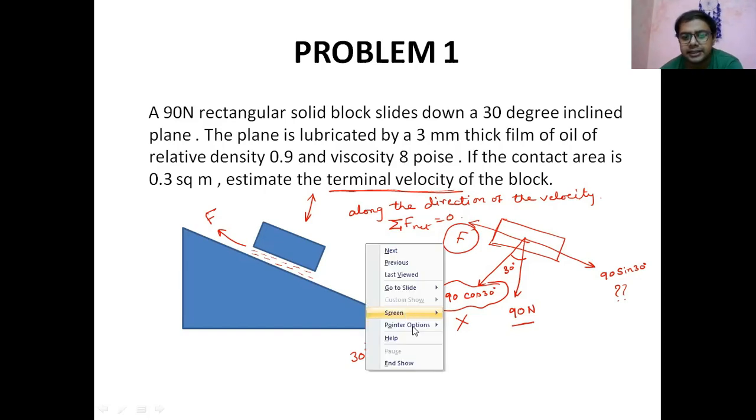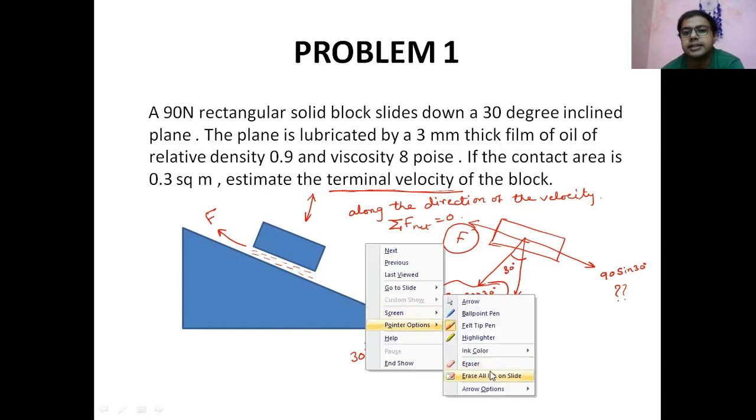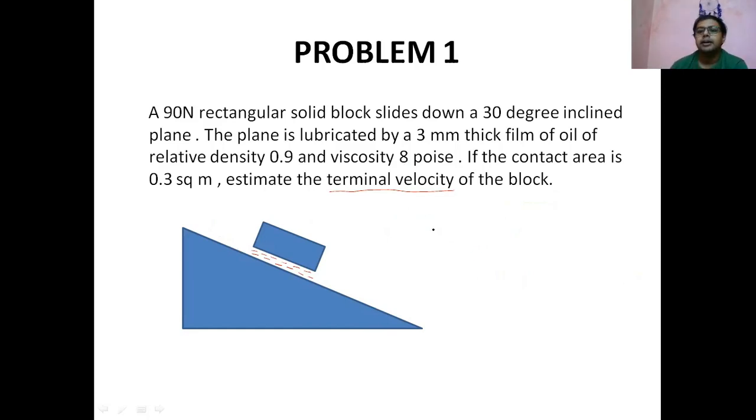After that, nothing is there. It is very easy. Only this kind of concept is required for the problem. So these forces are balanced. In that direction, we have 90 sine 30. In this direction, the force due to the viscosity, the frictional force, is nothing but tau into A. So the remaining task is easy. Whatever velocity you get is nothing but the terminal velocity.